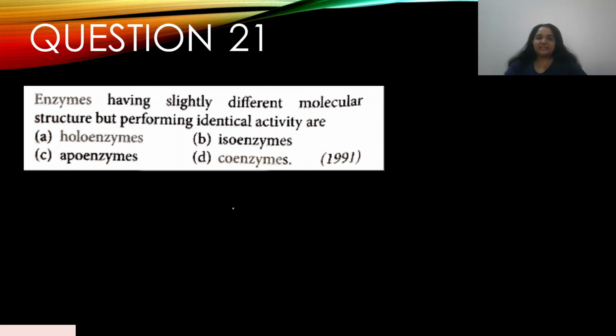Enzymes have slightly different molecular structure but performing identical activity are, and this appeared in the year 1991: A, holoenzymes, B, isoenzymes, C, apoenzymes, and D, coenzymes. So enzymes having slightly different molecular structure but performing identical activity are clearly B, isoenzymes. So the answer is B.